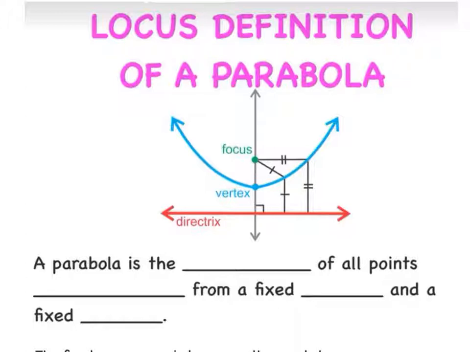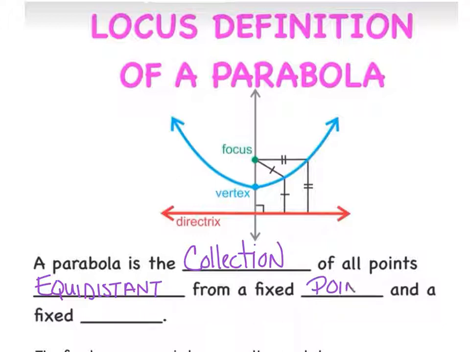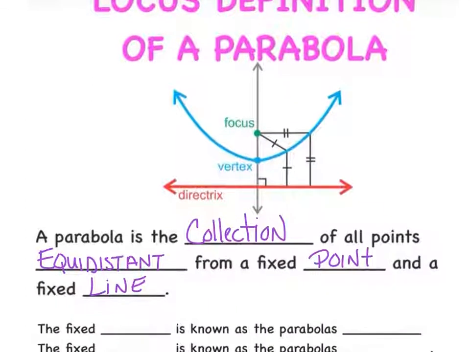A parabola is the collection of all points equidistant from a fixed point and a fixed line. Okay, so we're saying this parabola is the collection of all the points that make it up that are equidistant, or the same distance, from a fixed point known as the focus and a fixed line known as the directrix. And we got a taste of that yesterday.